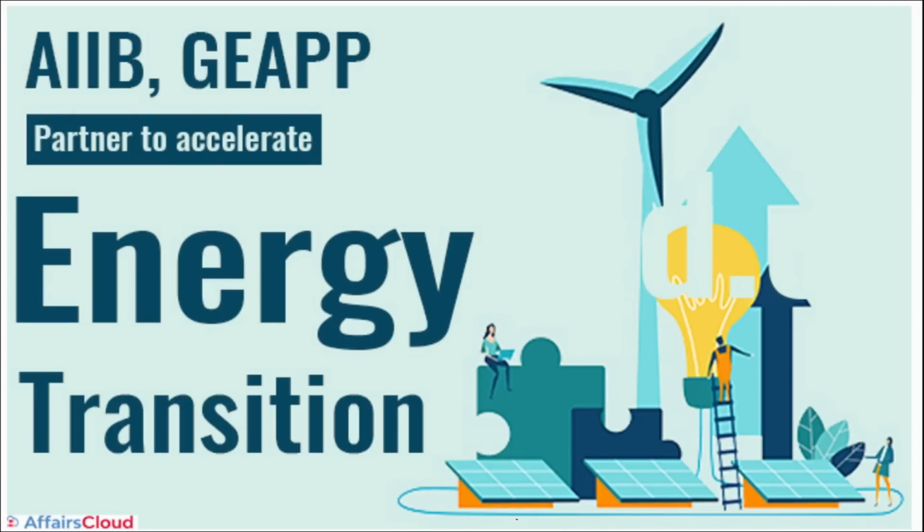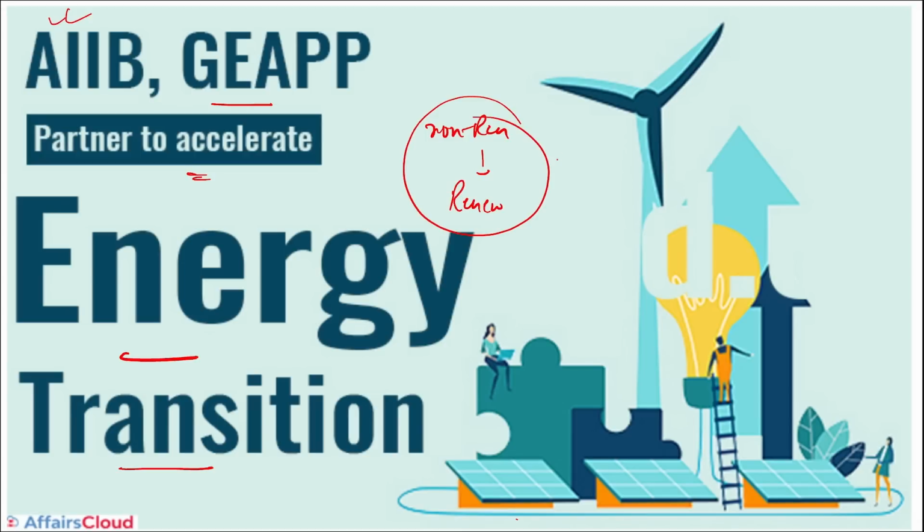Next is AIIB and GEAPP. What is this AIIB and GEAPP? Remember, AIIB is your Asia Infrastructure Investment Bank and GEAPP is your Global Energy Alliance for People and Planet. These two organizations came together to partner to accelerate the energy transition. What type of energy transition are we talking about? That is from non-renewable sources of energy to renewable sources of energy. This is the transition we are talking about.